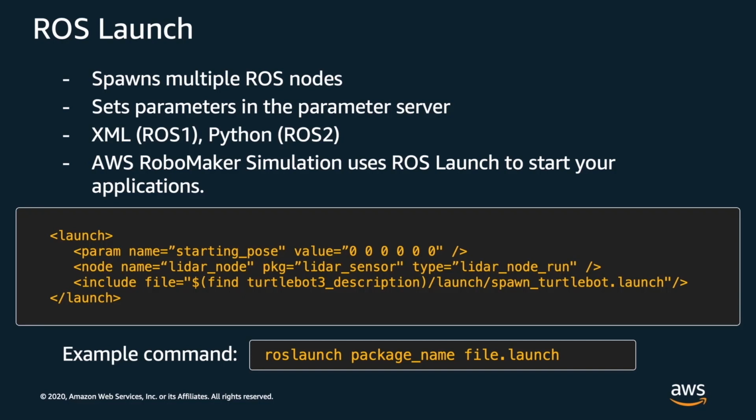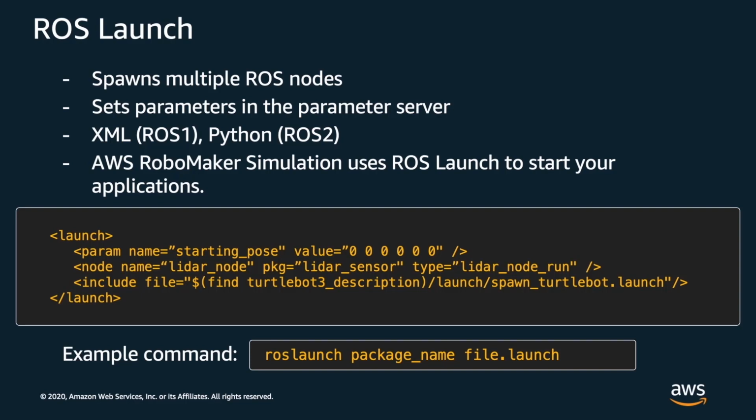In order to run your ROS applications in RoboMaker, you're going to need to define a ROS Launch file for your application. So here's a very simple example that we put on the screen. First, you can see that we're setting a parameter, starting pose, to a specific quaternion or an XYZ location, and then a rotation value, which is defined with roll, pitch, yaw. So we can set this to 0, 0, 0, 0, 0, 0. Next, we'll invoke a specific node, the LiDAR node, where the node type is LiDAR node run. So one key thing to know is that the node type is correlated to the executable file from your application.